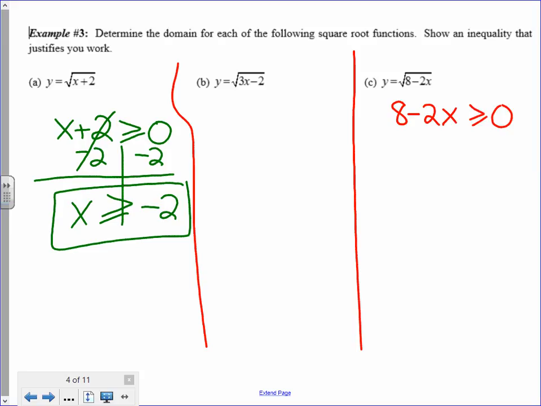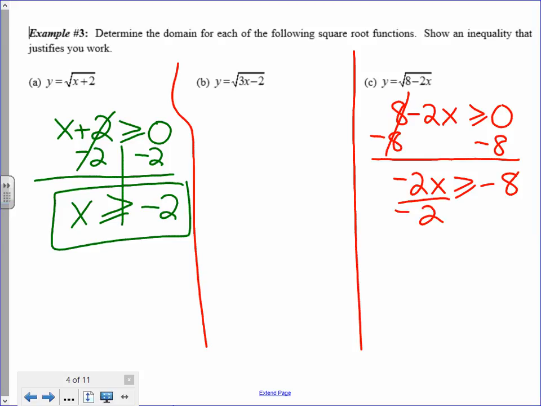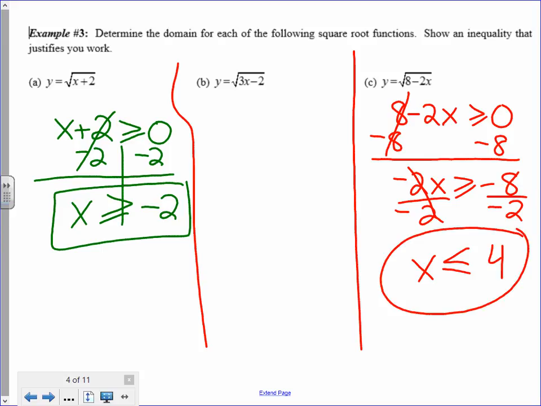Now, where would you start to solve C? Minus 8. All right, that works. Minus 8, minus 8. Cross this off, so I get -2x is greater than or equal to -8. And then how do I get x by itself? Divide by -2. And when you do that, you should have a warning sign going off in your head. Flip the sign because you divided by a negative. Awesome. We got to remember those little things from a long time ago here. So x is less than or equal to 4 is the domain.